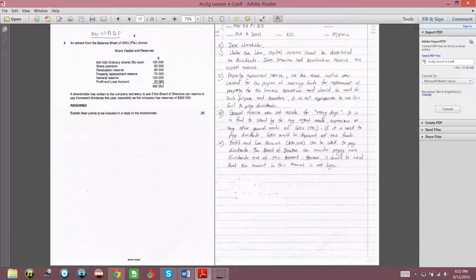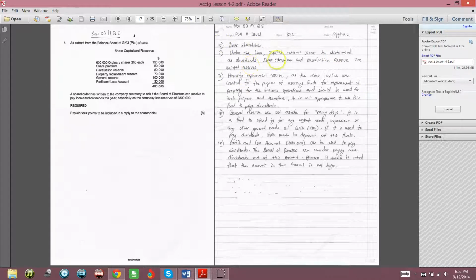So the shareholder asks, why? I mean, normal people want money, so dividend is cash money. So they ask the company secretary to ask if the board of directors can give us more money, more dividend. So that means I'm just recapping what I have explained to you in part 1 of the question.